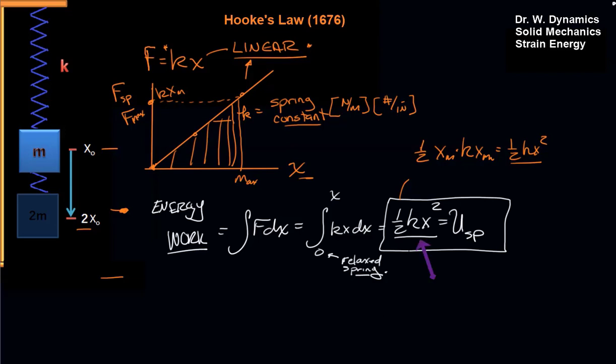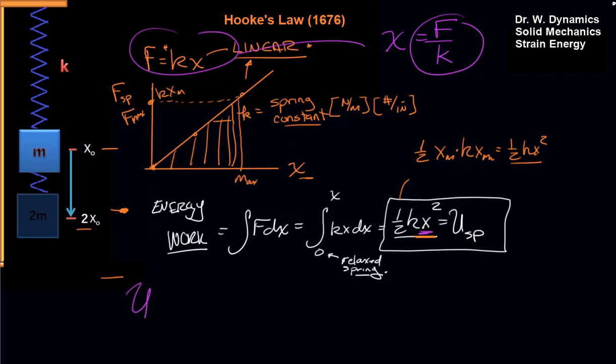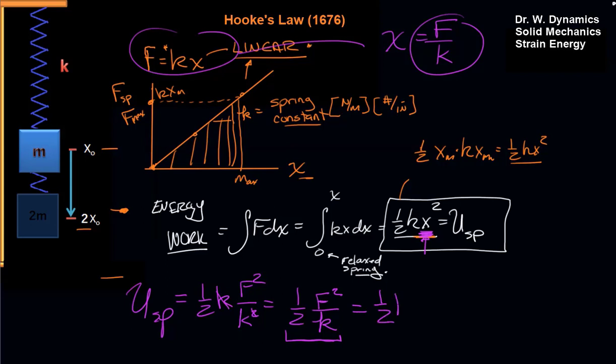For example, who says we have to write it like this? If we look at Hooke's law, x is F over k. Let's put that in here. So the energy in a spring will be 1/2 k F squared over k squared. One of the k's drops out, and we get 1/2 F squared over k, which is an alternate form of the spring energy equation. So it turns out we could write the energy equation in terms of the load F or in terms of the deformation x.